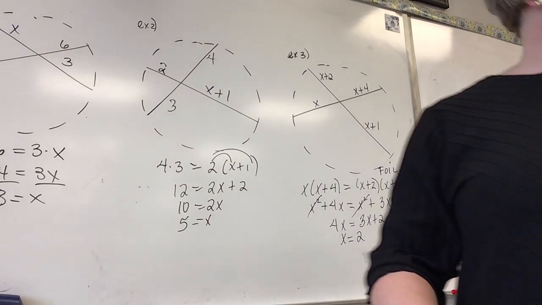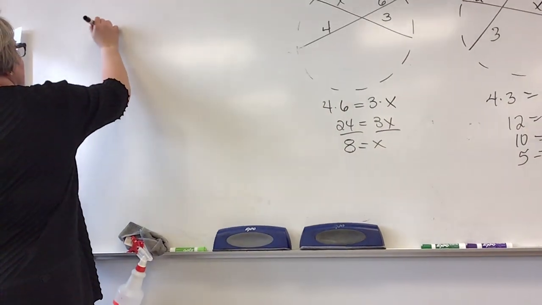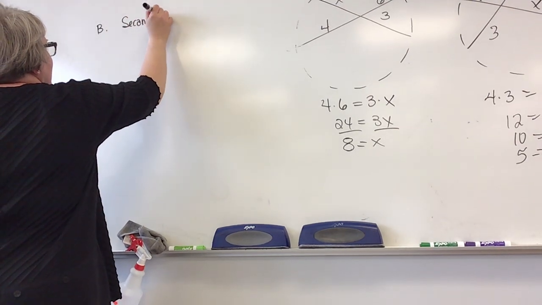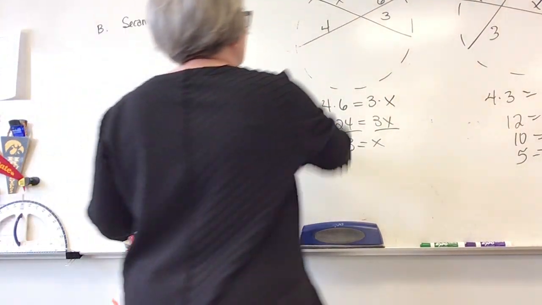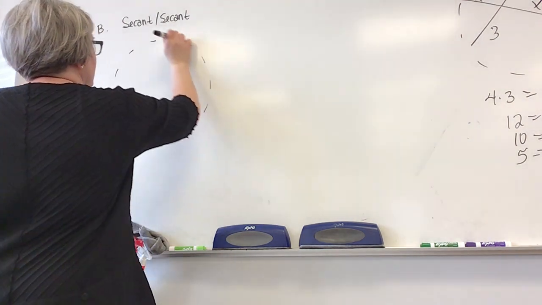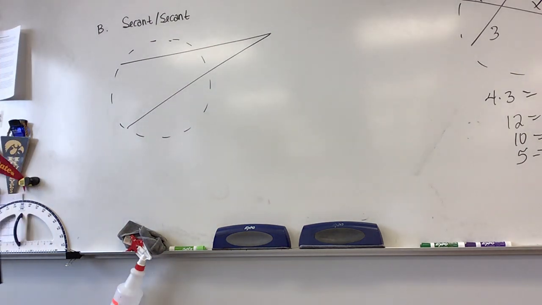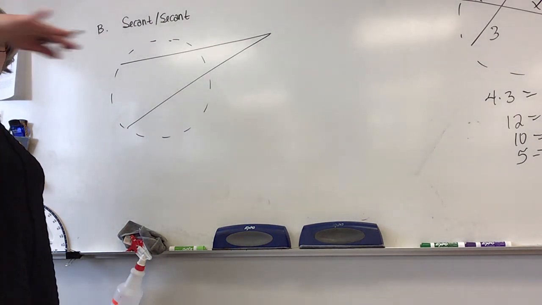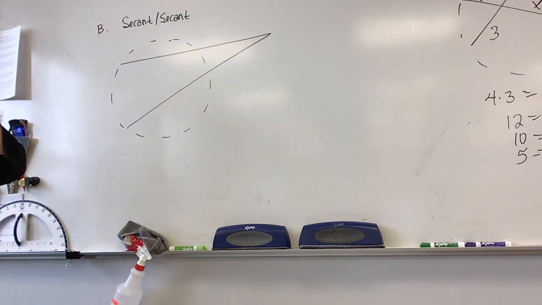Okay, let's go to B next. And B, the next one, is not chord. B is secant. It's not really named in the book at all. I just sort of name them myself. Secant is a line that intersects the circle how many times? 2, yeah, twice. Tangent only intersects once, secant intersects twice.